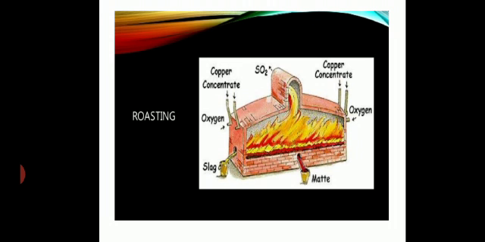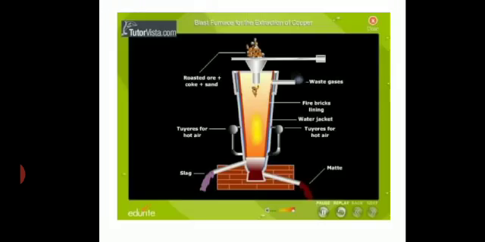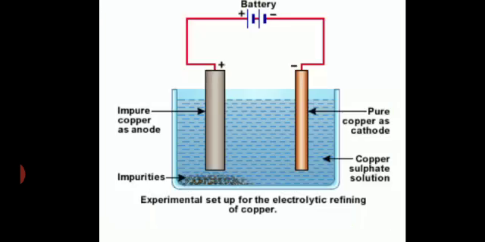It is known as blister copper because as the metal solidifies, the liberated sulfur dioxide produces blister-like marks on the surface of the metal, and this metal is about 98% pure. Now this is the blast furnace which you can see here, where the smelting process is carried out. After getting the 98% pure copper, we will go for electrolytic refining.